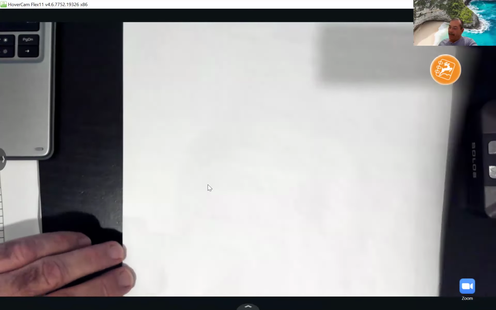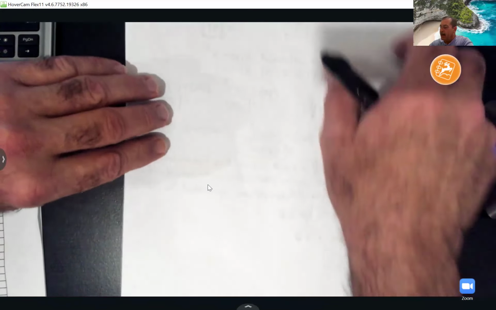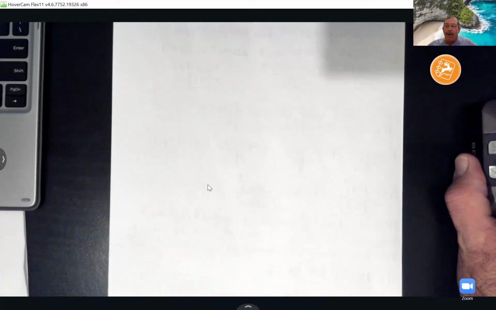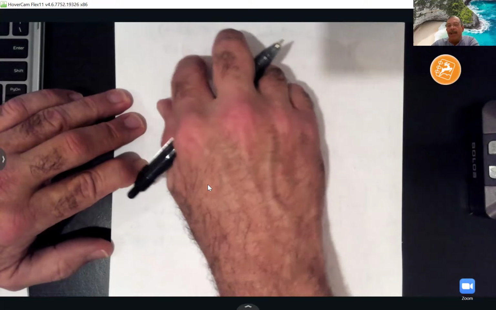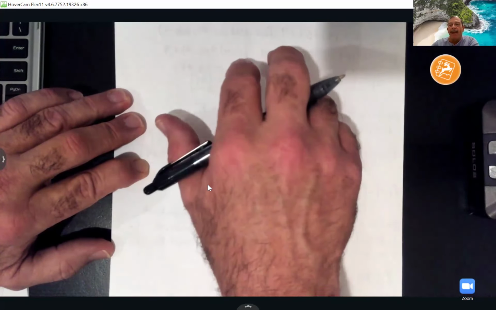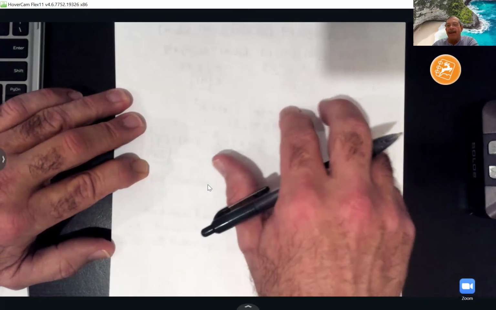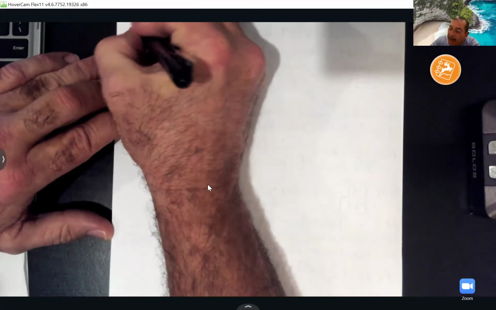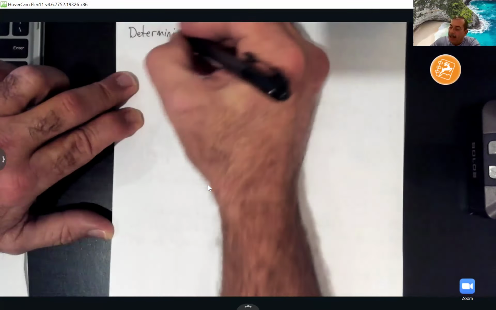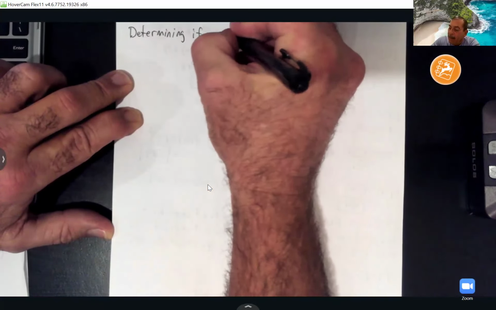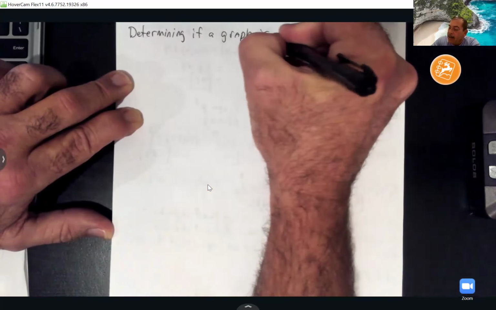All righty, y'all. So next, and this will be the last thing for the college algebra part of this lesson. The last thing is they're going to give us a graph to look at, and we got to determine if that is the graph of a function. So, determining if a graph is a function.